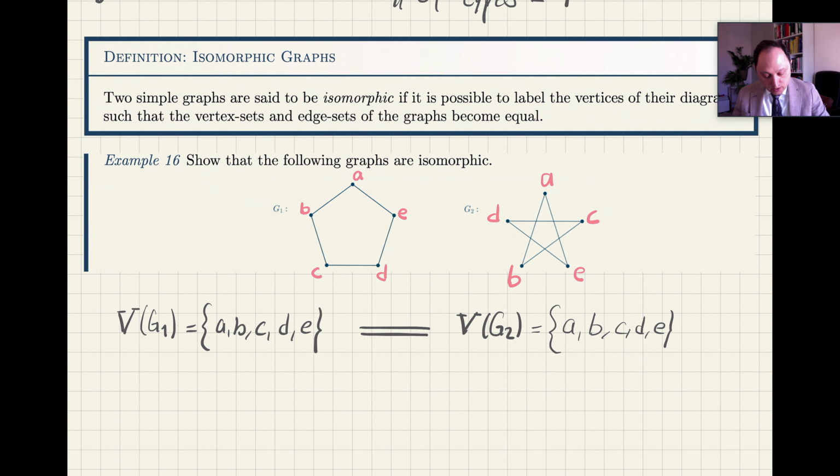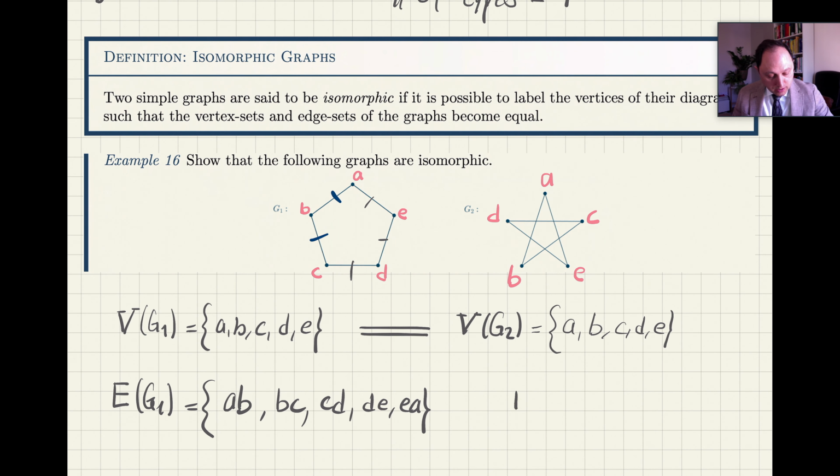Now let me ask you, what is the edge set of graph G1? Yes, one of them is AB. Yes, so let me cross it so that we don't double count. So AB. The next one is BC. The next one is what? CD. And the next one is DE and EA.